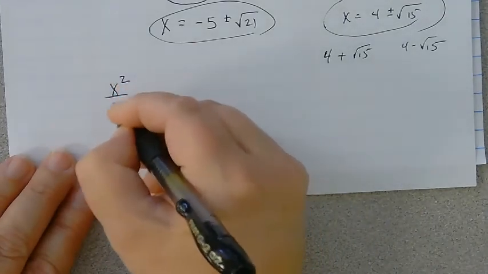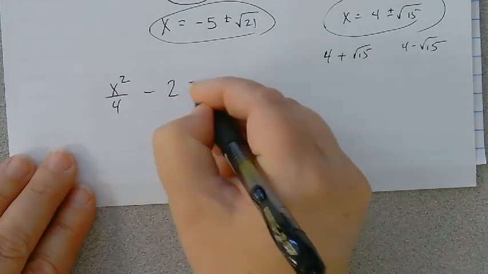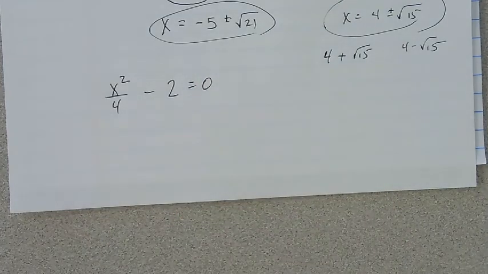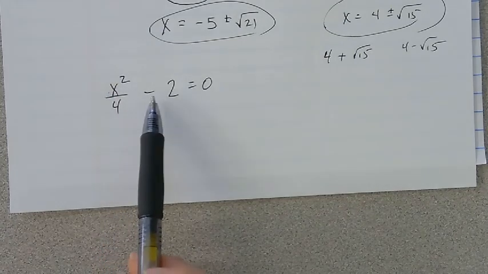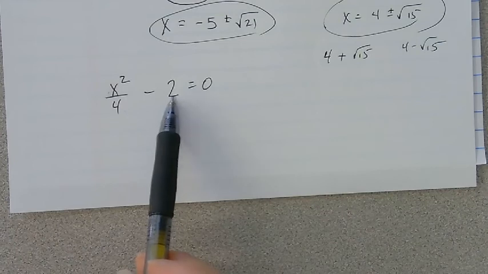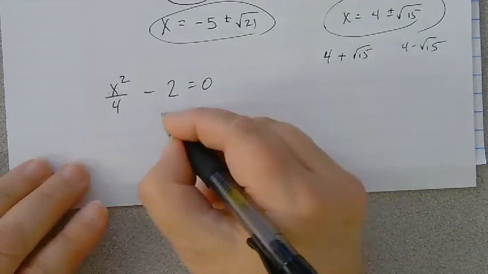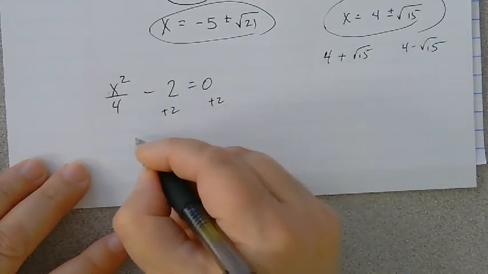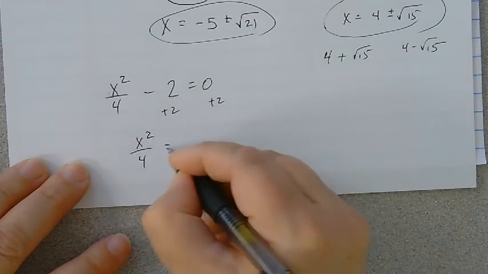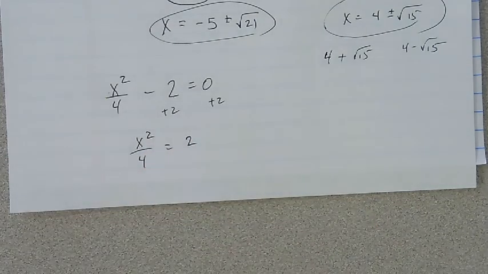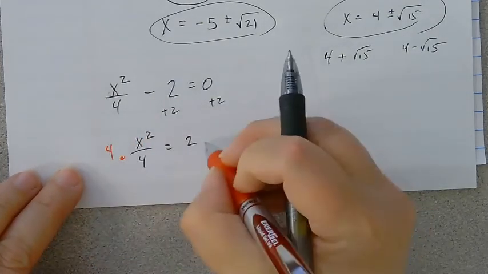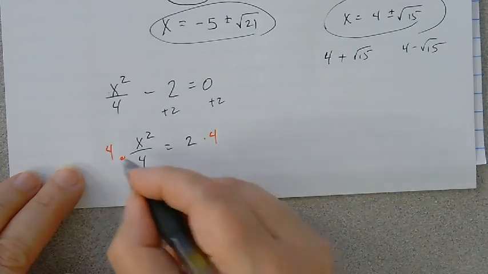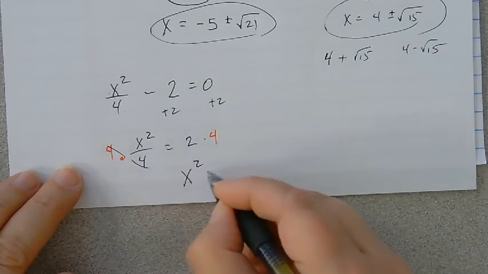X squared divided by 4 minus 2 equals 0. So let's think about what number we would get rid of first here. If I was working the problem, I would square a number, divide by 4, and then subtract 2. So that means I've got to get rid of this subtract 2 first. So I'm going to start by adding 2 to both sides. So I get x squared divided by 4 equals 2. So now I have x squared divided by 4. The way that you undo divide is to multiply. So cancel, cancel. I get x squared equals 8.